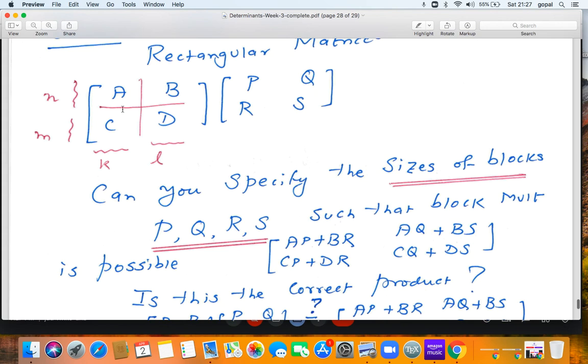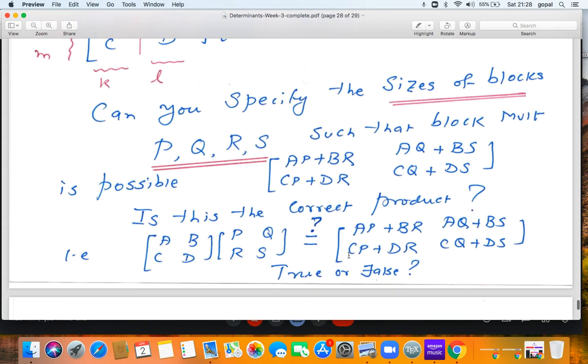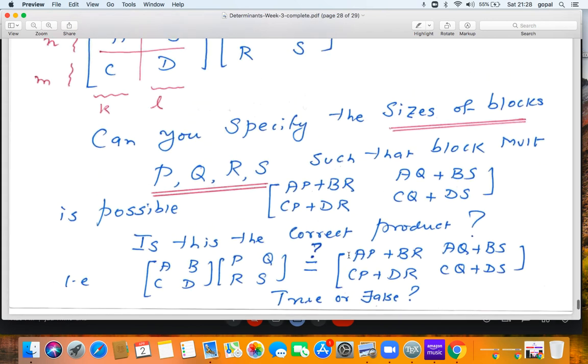such that the block multiplication is possible, so that what I want is AP plus BR, AQ plus BS, CP plus DR, and CQ plus DS. Do you think that the product of these two partitioned matrices will be exactly this partitioned matrix? How should I specify the sizes of P, Q, R, S? Please think about this. And second, is this equation correct? True or false? Is this block multiplication rule correct? Please do the verification. Okay.